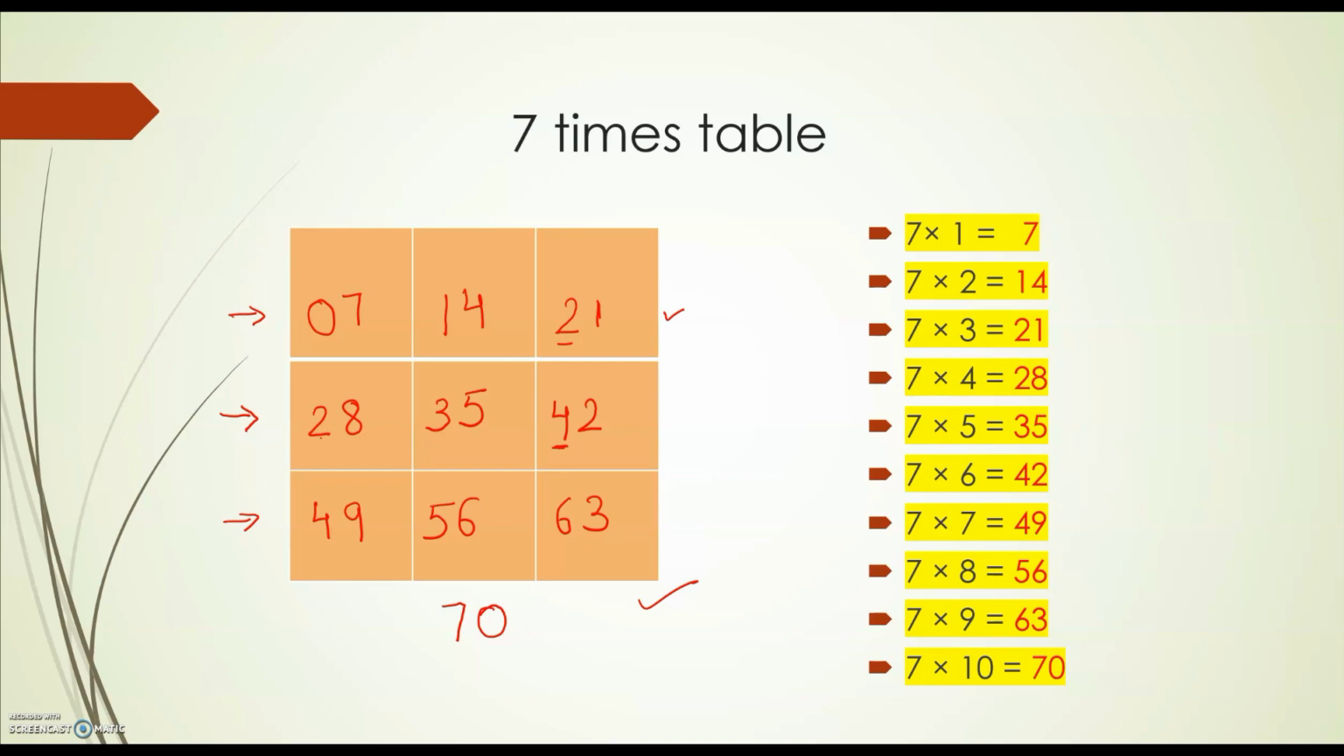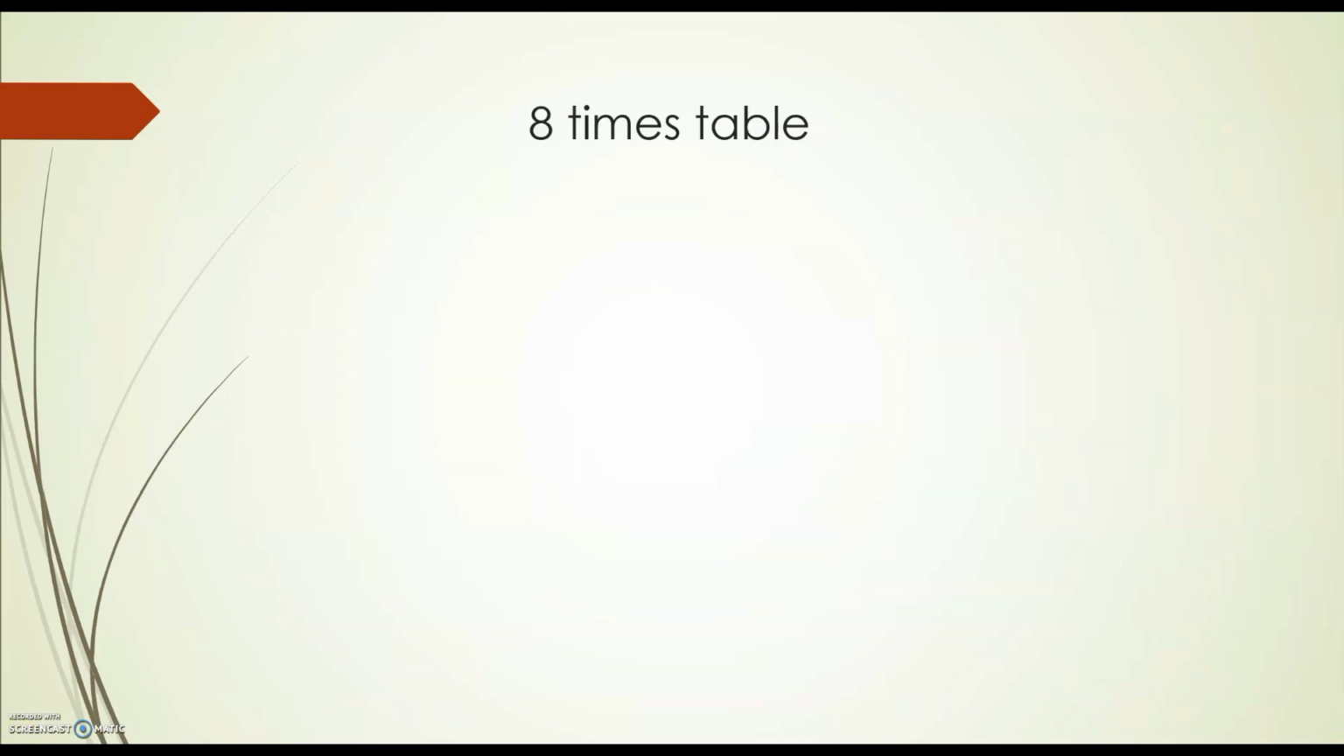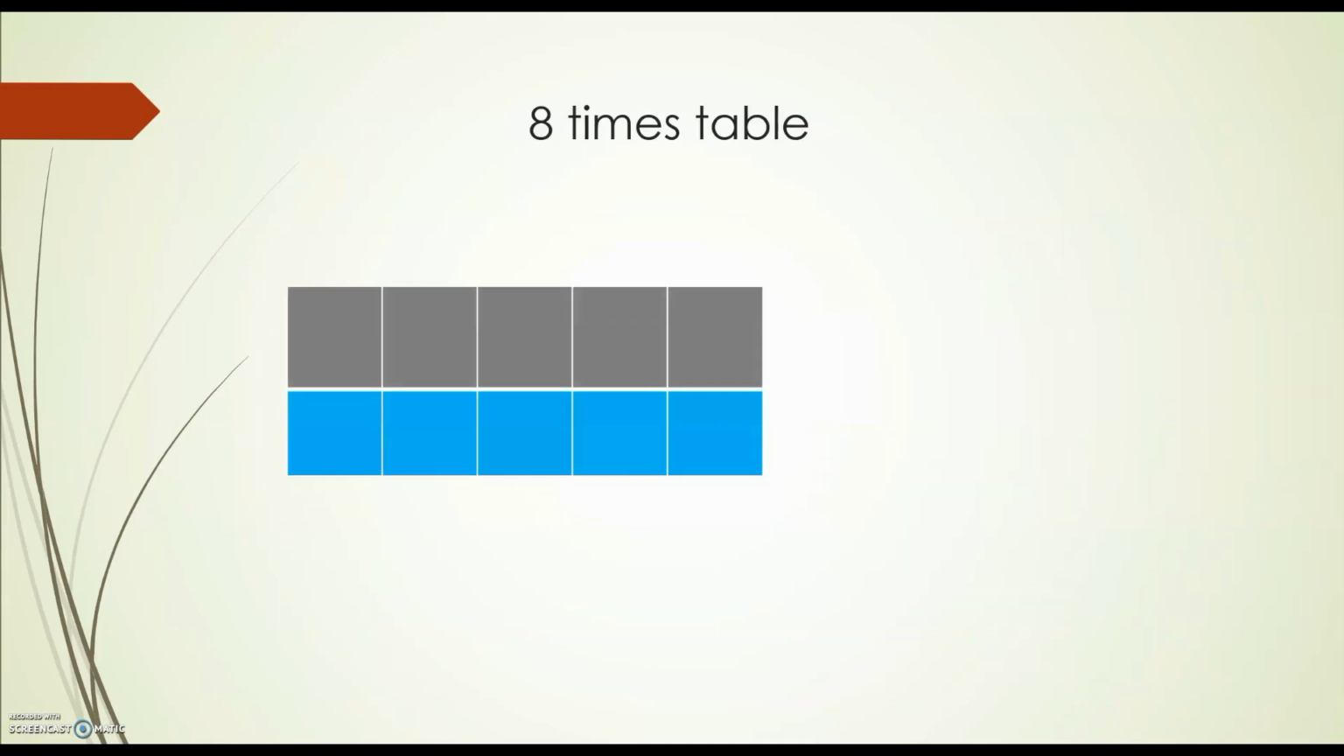Now let's move to the 8 times table. For the 8 times table, we will draw this one box and we will divide this box into 10 small boxes. And then we will write 0, 2, 4, 6, 8 in the top boxes. So here I am writing 0, then 2, then 4, then 6, and then 8.